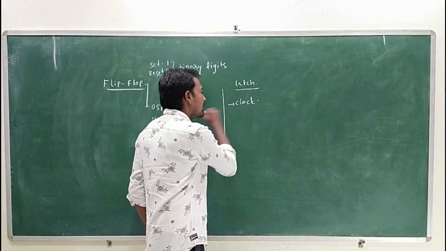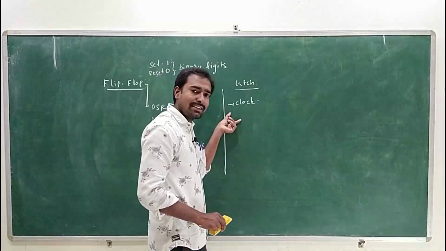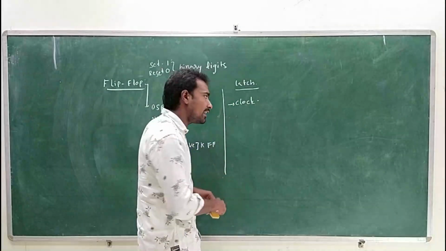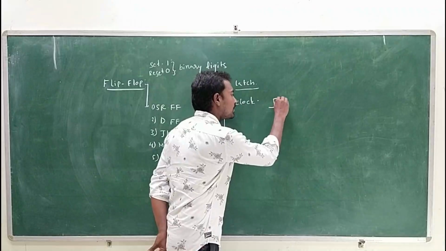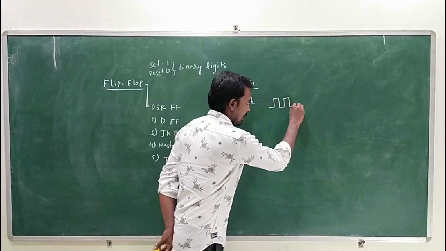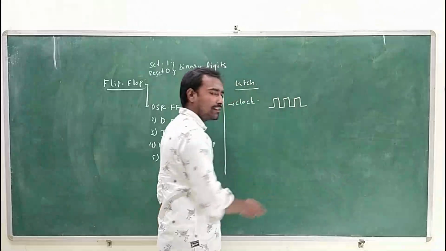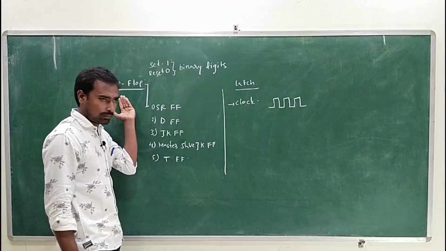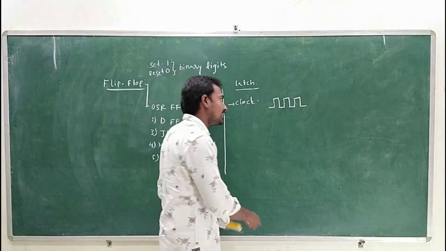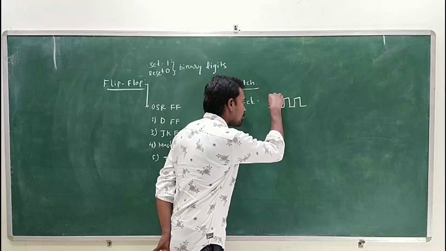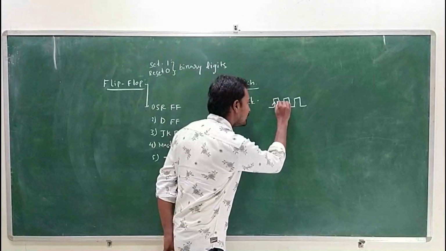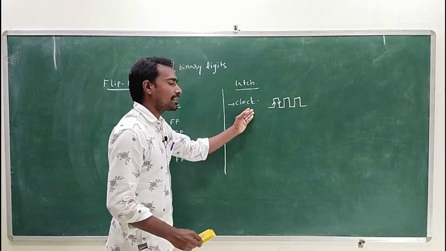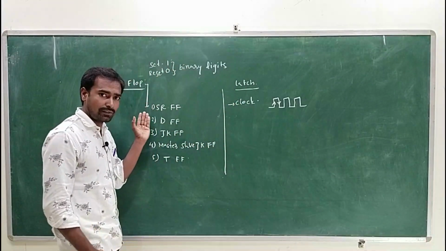Coming to the clock, the clock is nothing but a time-varying signal having a particular frequency. Based on the clock signal, we also have different types of flip-flops. This clock signal is called positive edge, and this is called negative edge. So based on this clock signal, we have edge-triggered flip-flops.